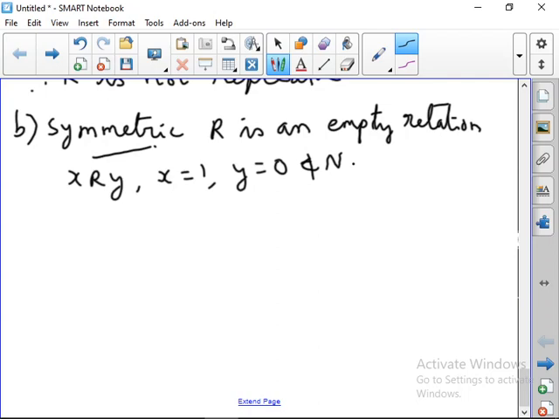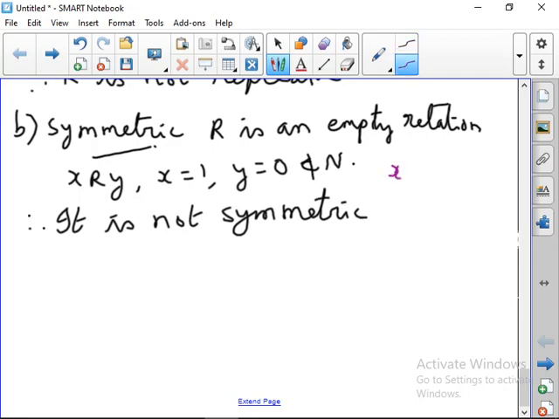So since it is an empty relation, what do we say? It is not symmetric. Understood? What is defined here? x plus 2y is equal to 1. If you take x is equal to 1, what can you take for y? Only 0 can be taken. But 0 does not belong to N. Therefore we say that it is an empty relation. So because it is an empty relation, it is not symmetric.